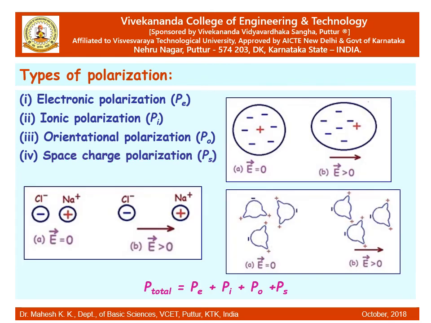This is just a summary here, but more important is that you see here P total equals Pe, that is due to electronic polarization, plus Pi due to ionic polarization, Po orientational polarization, and Ps the space charge polarization. Actually in the material, polarization may take place due to one or more mechanisms explained in the previous slides. Hence, total polarization of a material is the sum of all.